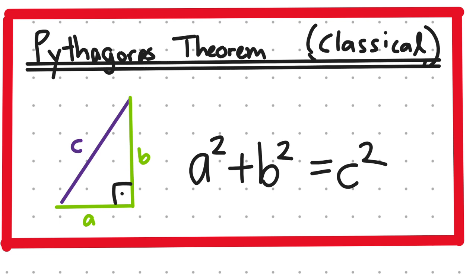In this video, we're going to talk about the classical proof of the Pythagorean Theorem, which states that a squared plus b squared is equal to c squared, where c is the hypotenuse, or the side that is just opposite the right angle. So let's try and prove this formula.